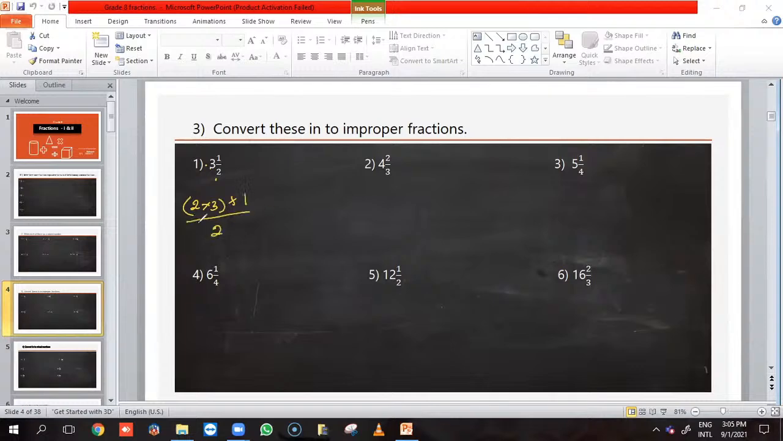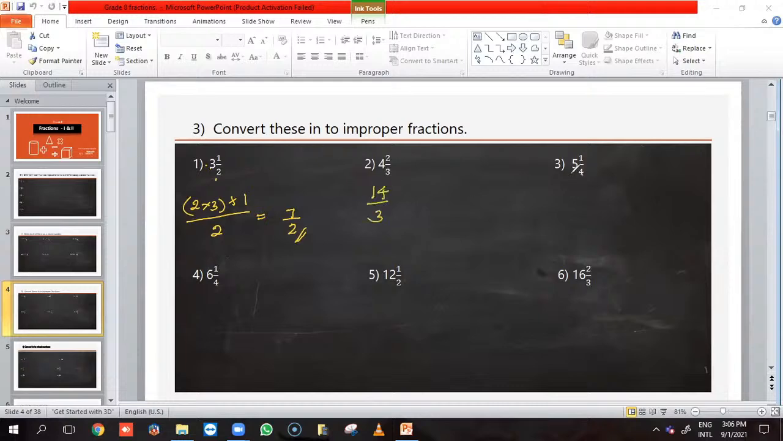Really no need to write like this. 2 times 3, 6 and 1, 7 over 2. Right? I expanded it and did it, but no need to do so. Here 2 times 3, 6 and 1, 7. 6 plus 1, 7 over 2. 3 times 4, 12. 12 and 2, 14 over 3.